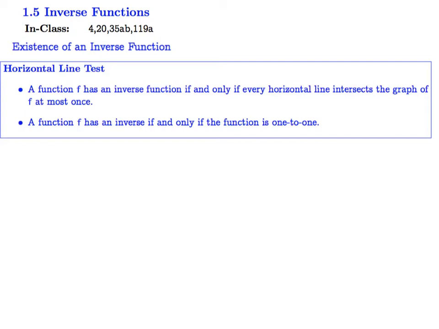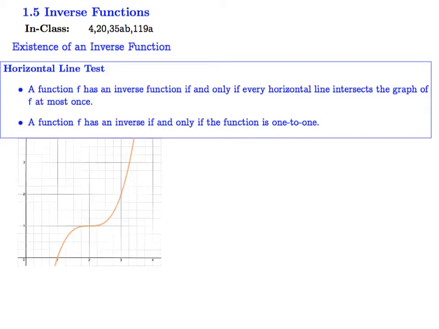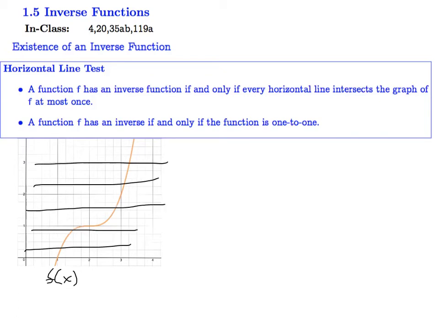So let's look at a picture and see how this works. Here we have a picture of some function that we'll call f, and we'll trace a few horizontal lines here. We'll see that every horizontal line I draw only hits the graph at most once, so we say that f passes the horizontal line test. That is, it's 1 to 1, so f has an inverse.